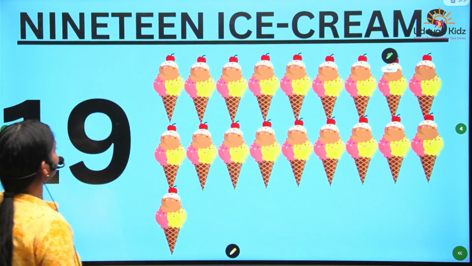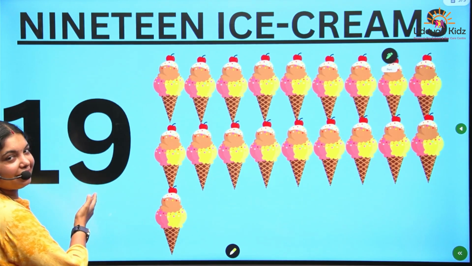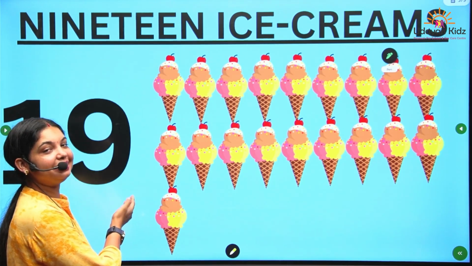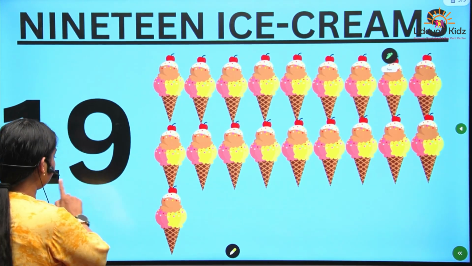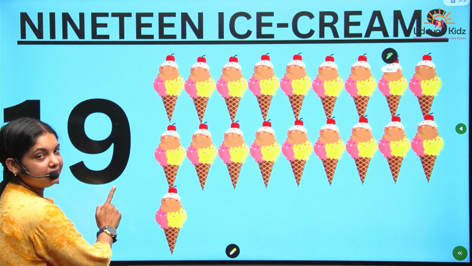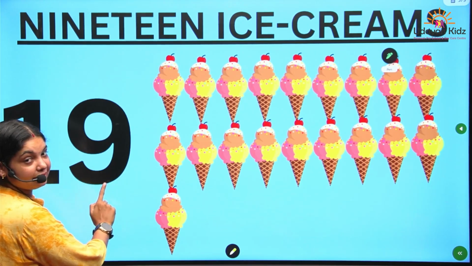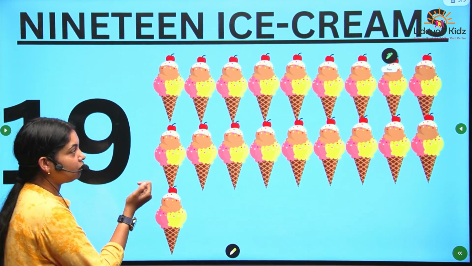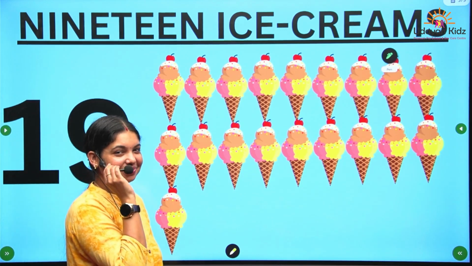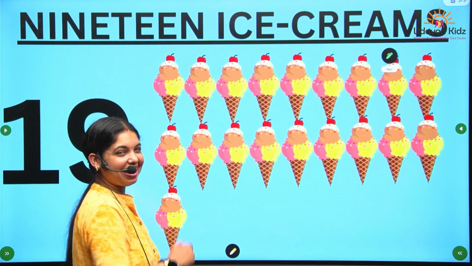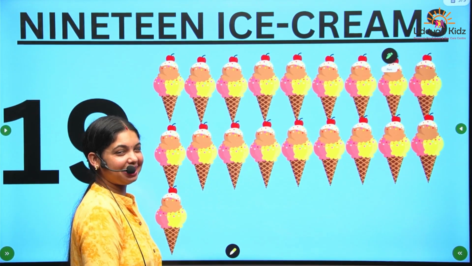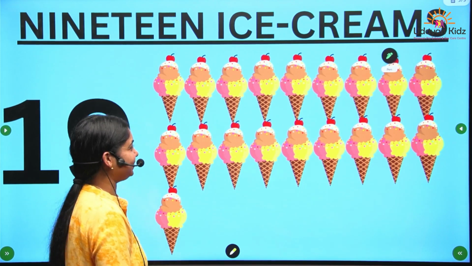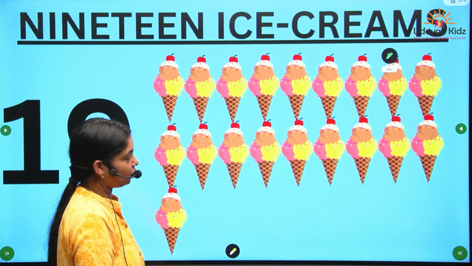So next one is number 19. 1, 9, 19. What are these? These are ice creams. Do you like ice cream? Yes? Very good. Let's count the ice cream, okay?